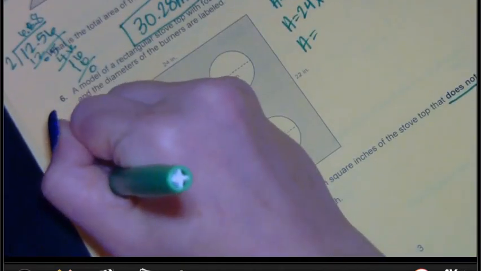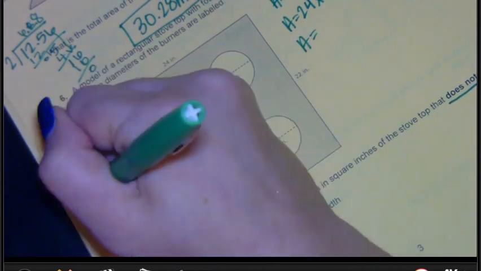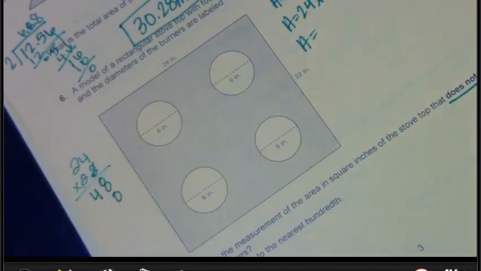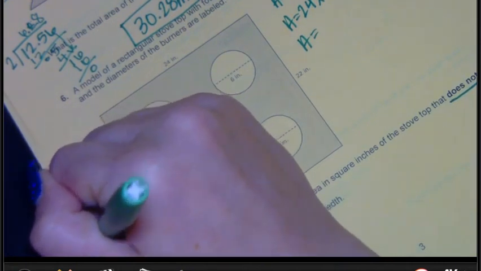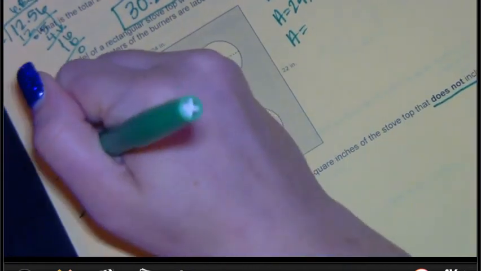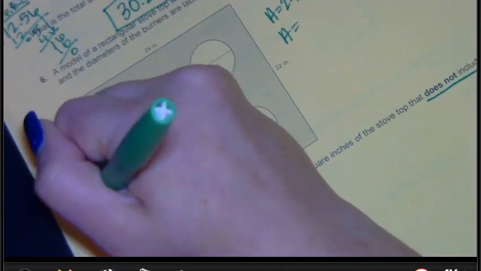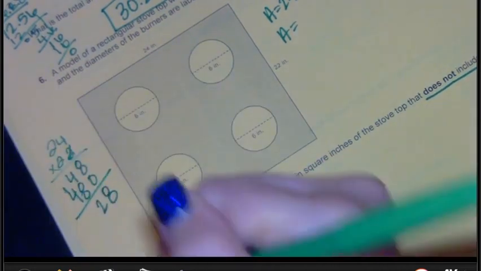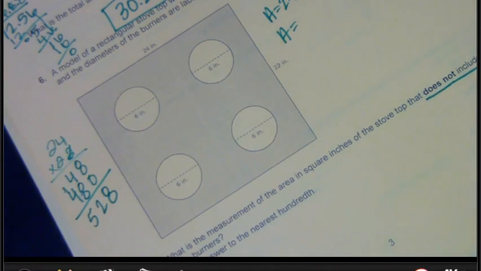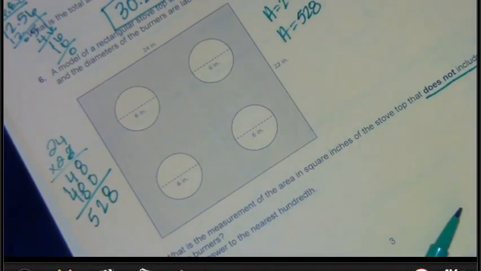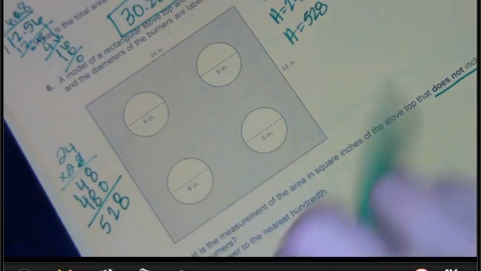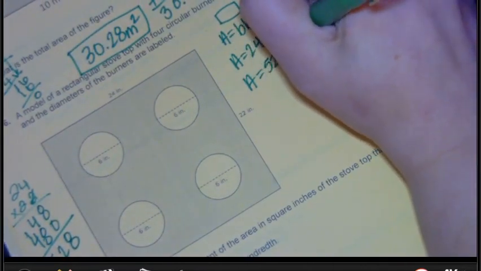2 times 4 is 8. 2 times 2 is 4. Done with the 2, placeholder. 2 times 4 is 8. 2 times 2 is 4. Add these numbers up. 8 plus 0 is 8. 8 plus 4 is 12. 4 plus 1 is 5. And I do not have any decimals. So my grand area of everything, including the burners, is 528 inches squared.